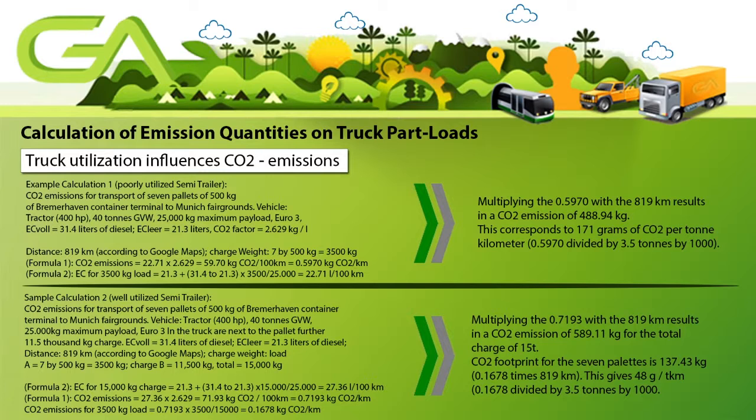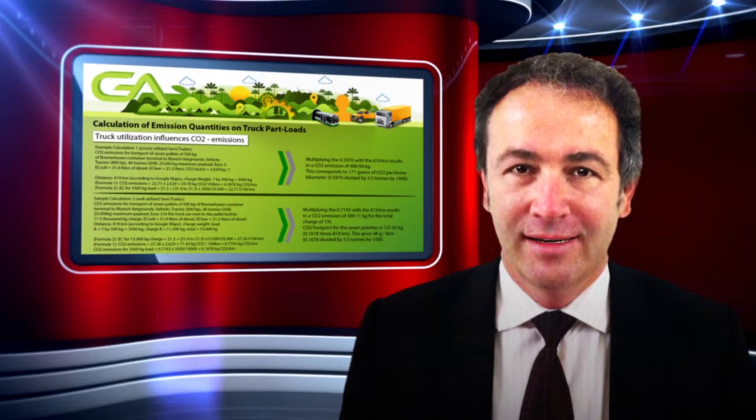In our second example calculation, we assume a good utilization. As a basis, we will take the exact same values as in our first example calculation. The difference lies in the fact that in addition to the charge with 7 pallets, a second charge of a total of 11,500 kilograms will be added. This corresponds to the load weight of the first charge of 3,500 kilograms plus the second charge of 11,500 kilograms, which gives us a total weight of 15,000 kilograms or 15 tons.